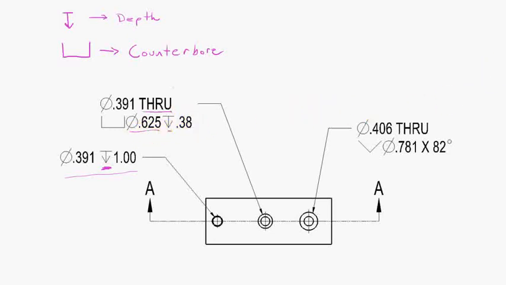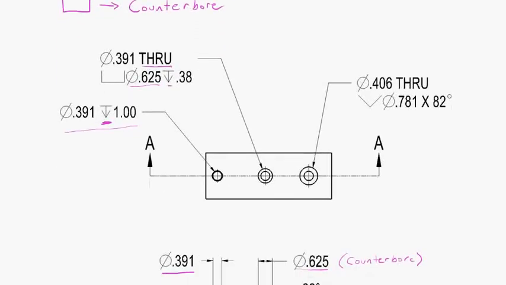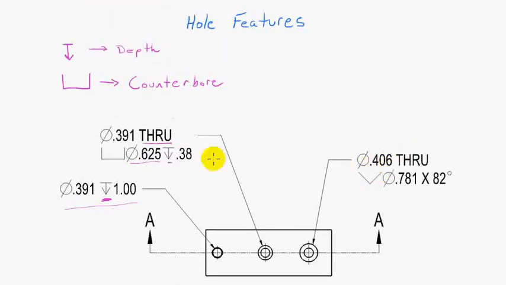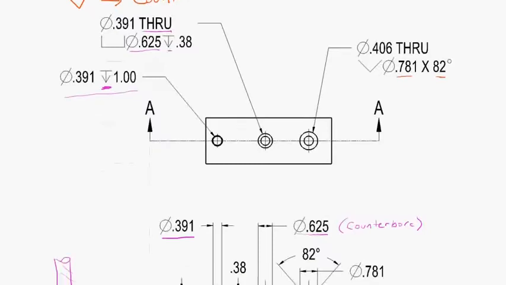Okay? And the last hole type we're going to look at is the countersunk hole. And that's this symbol here. Right? That means countersink. Okay? Now in this callout we see a diameter of 0.406 through, and then we see this countersink symbol and another diameter, 0.781 by 82 degrees. Okay, so what does that mean?